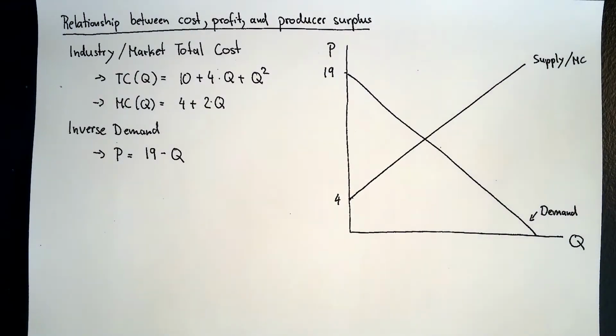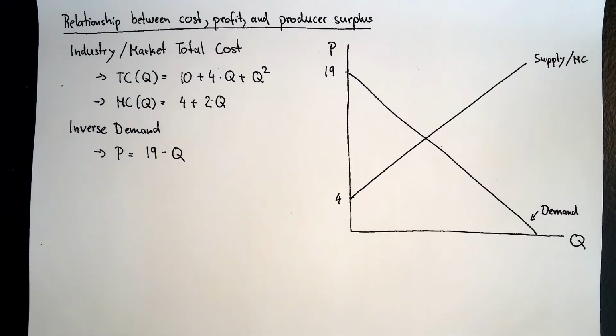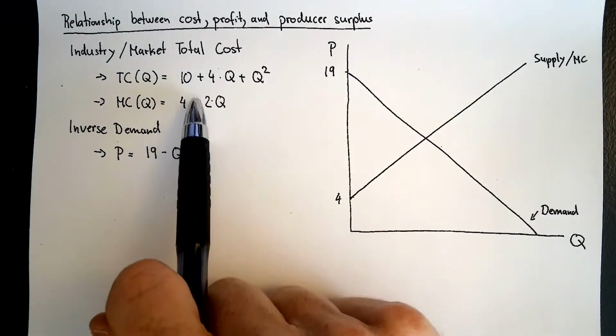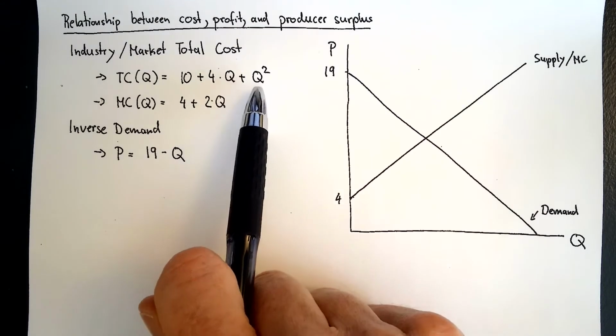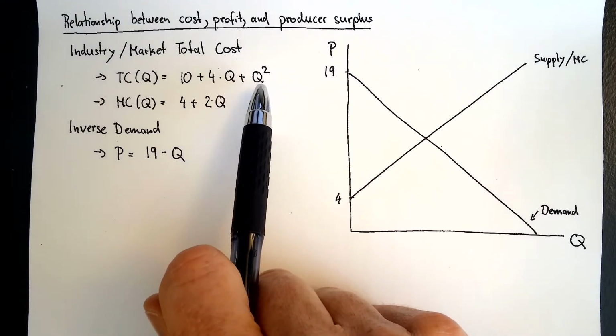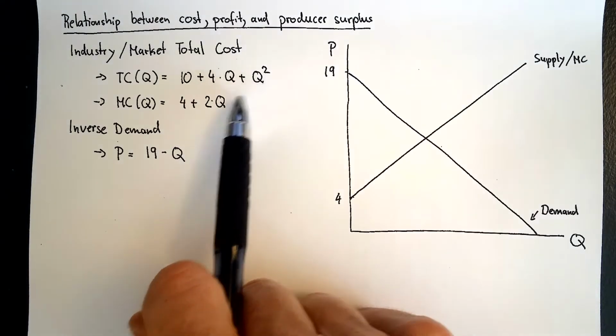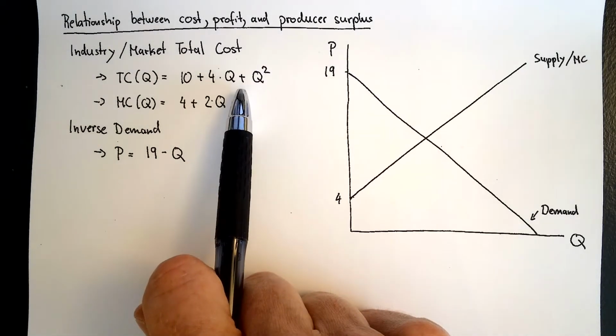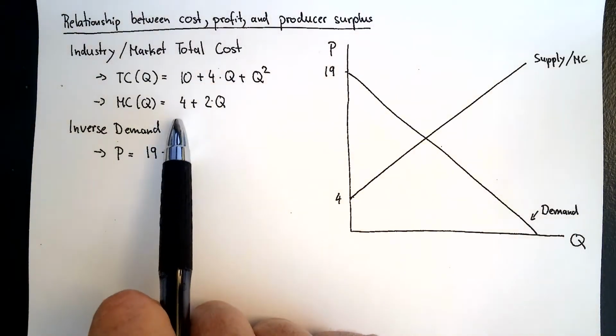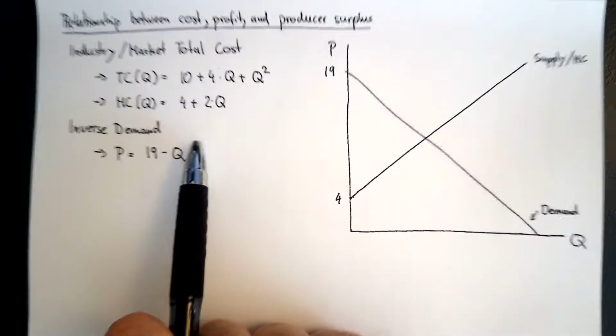Let us have a look at the relationship between cost, profit, and producer surplus. Here, in this case, assume that we have an industry or a market total cost function that is written as 10 plus 4 times q plus q squared. You can use calculus to take the first derivative, and that would give you the marginal cost function. The marginal cost function associated with this total cost function is 4 plus 2 times q.